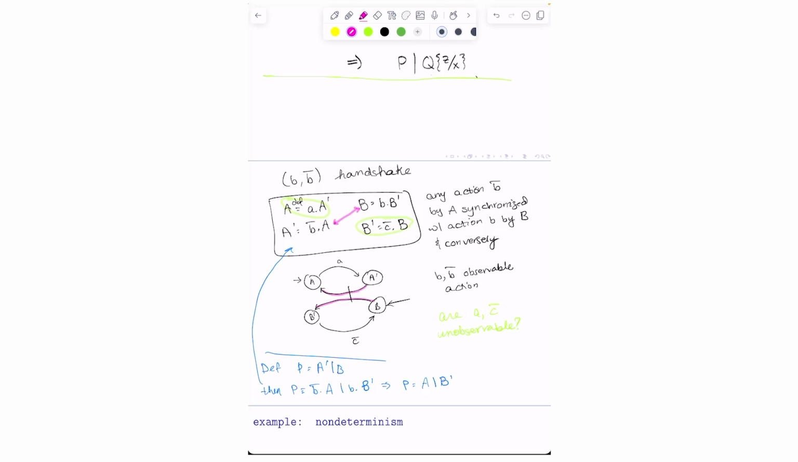Do we believe that B and B bar represent things happening, like an action? Because if you press the button B on one box, it presses the button B bar on all the other boxes, and then they disappear.